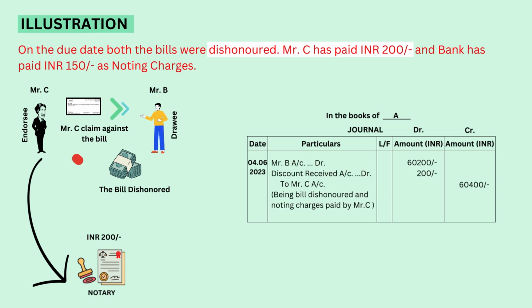Mr. B account debit 60,000 for the bill value and 200 for the noting charge, which was paid by Mr. C but now will be reimbursed by Mr. B. Total rupees 60,200. Discount received account debit 200, which was received from Mr. C at the time of endorsement and we have credited at that time. But now when the bill was dishonored, it is immaterial and will be debited. To Mr. C account rupees 60,400, that is bill value plus the noting charges, both will be payable to Mr. C.